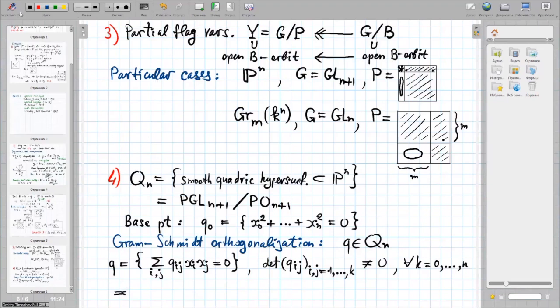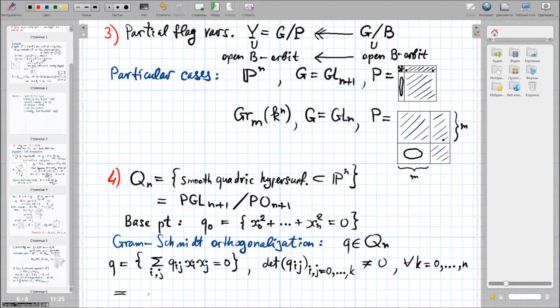But your k is from 0 to n. Let me put from 0 to k here. Okay. Now it is correct. So thank you. So if this condition about non-vanishing of all upper left corner minors is satisfied, then the Gram-Schmidt orthogonalization says that there exists a triangular linear substitution of variables taking this quadratic form to this standard shape, x naught square plus etc. plus xn square.